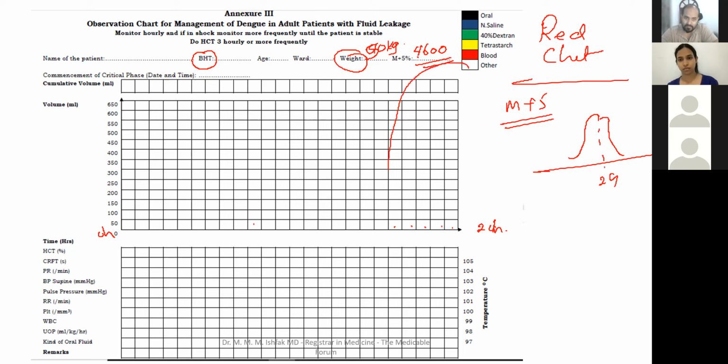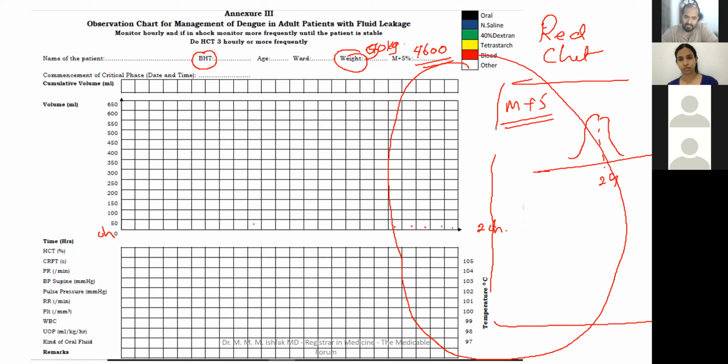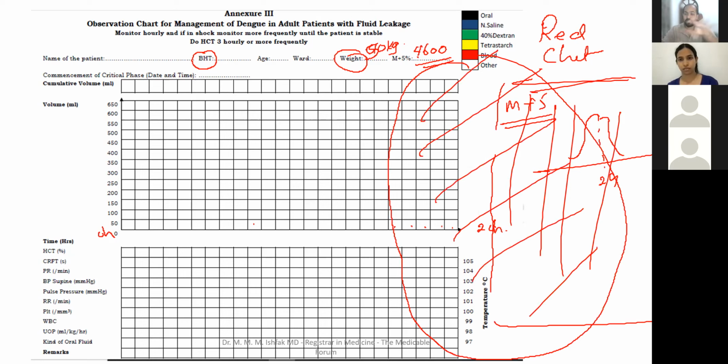So this period in your chart is very important. When the patient is coming towards this period, you need to anticipate that this patient might go into shock. We need to monitor sincerely, right? Because this is the period where they might go into shock. Here, if the patient goes into shock, two things. One thing, the timing might be wrong. One thing, you might not be giving enough fluids, right? So what is here?